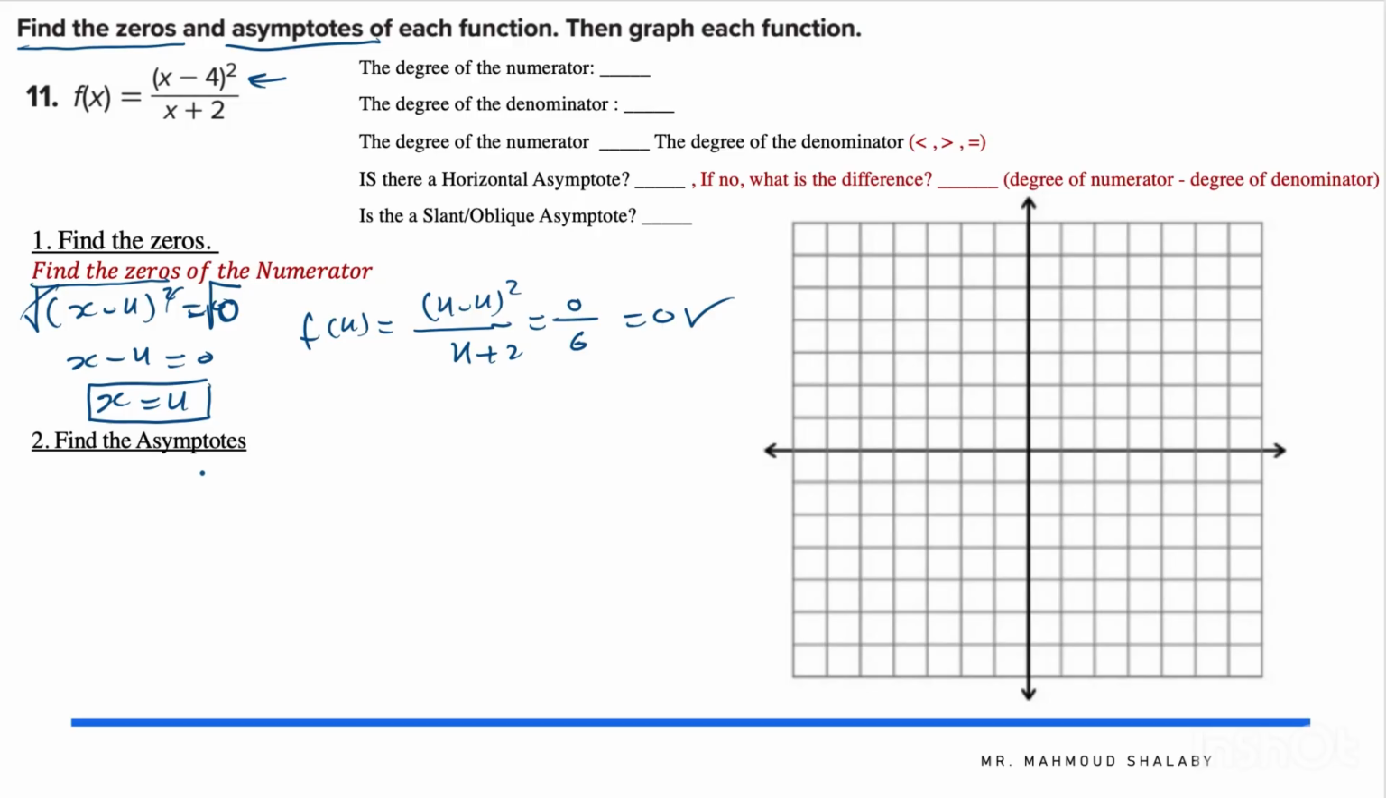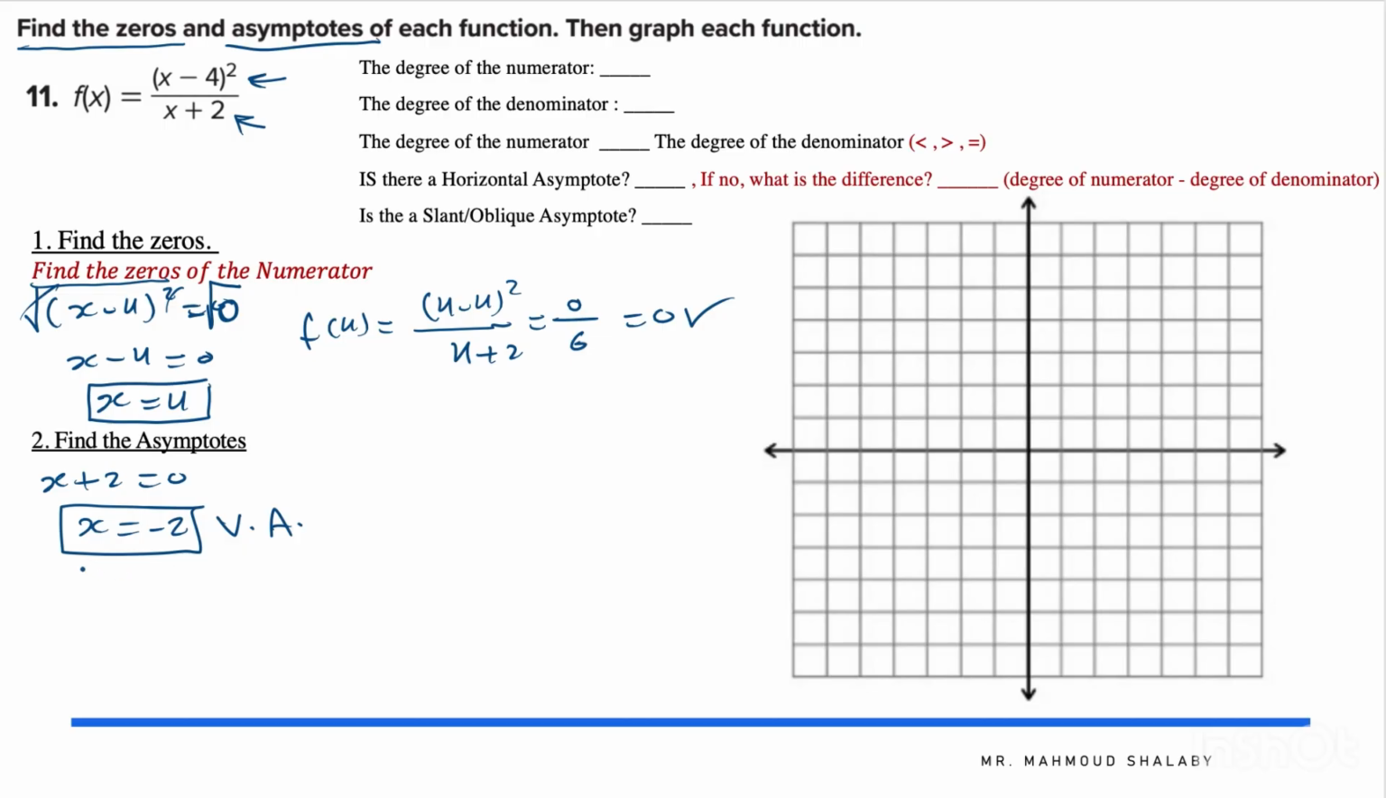Step 2 is to find the asymptotes. Actually, to find the asymptotes, it's better to start with the vertical asymptote by finding the zeros of the denominator in this case. So I will say x plus 2 equals 0, move this to the other side and change the sign. So x equals negative 2 represents the vertical asymptote. This is the first thing.